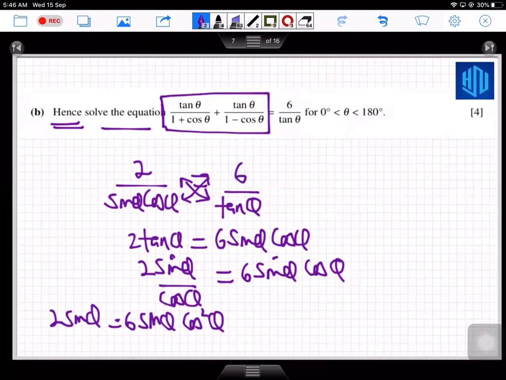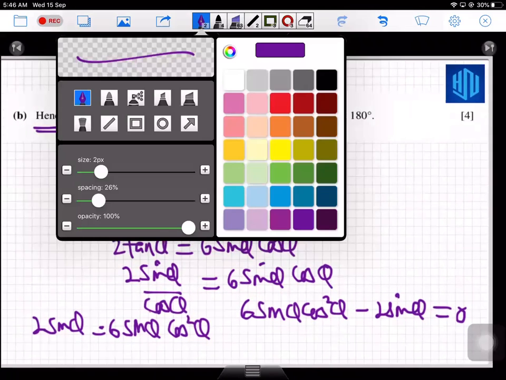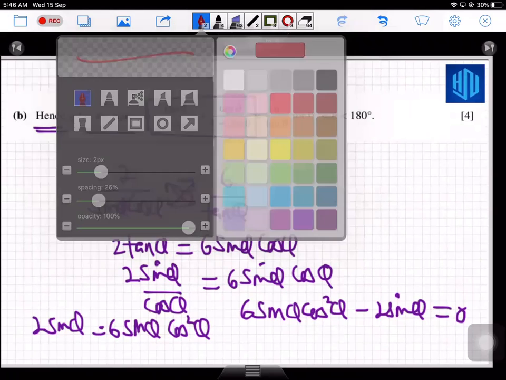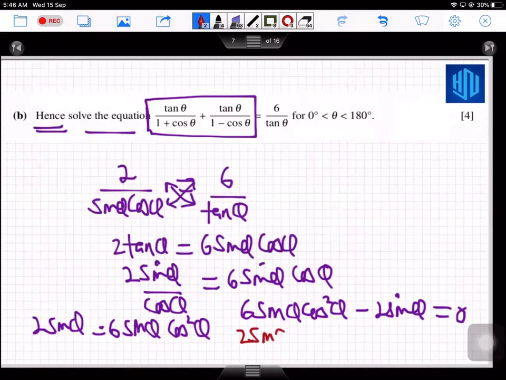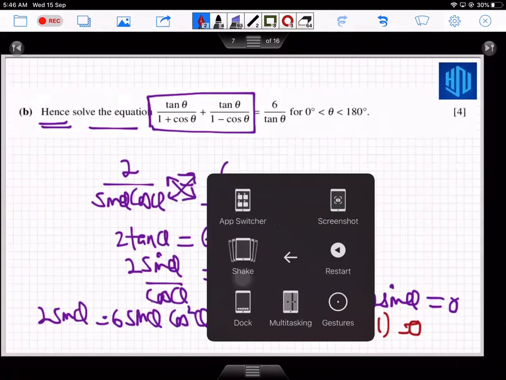All right. Now, if you arrange the terms on one side of the equation, so you get 6 sine theta multiplied by cos square theta minus 2 sine theta is equal to 0. Now, since you know the fact that 2 sine theta is common, 2 sine theta can be taken as common, can be factored out. So taking 2 sine theta as common, multiplied by 3 cos square theta minus 1, and this whole thing is equal to 0. So therefore you have two possibilities to solve this equation.